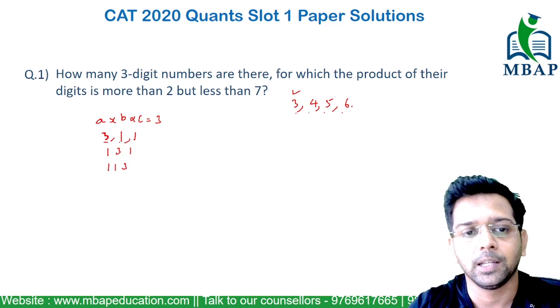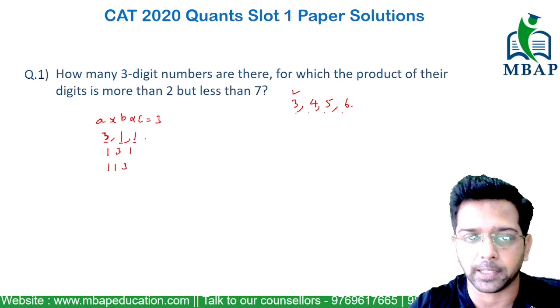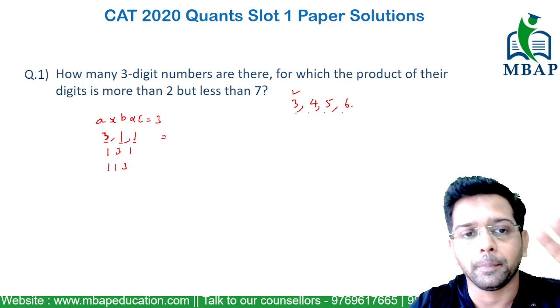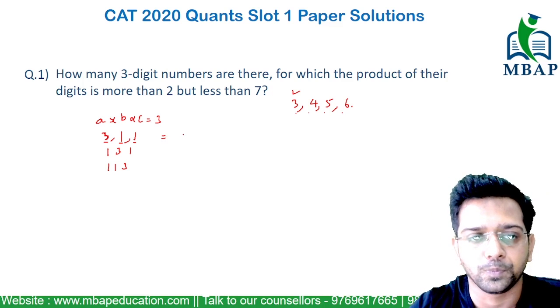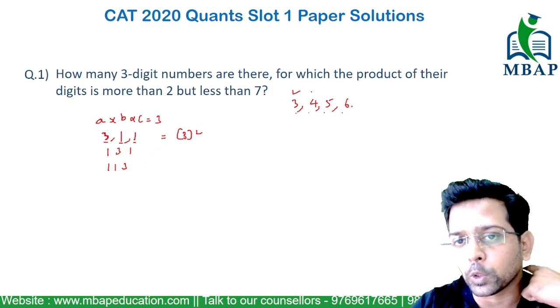There are 3 places, units, tens and hundreds, and 3, 1, 1 have to be accommodated. In how many ways can you do it? It's basically 3 factorial divided by 2 factorial, because 1 has come as a repetition 2 times. So the number of possible cases here would be 3. Similarly, now you can look for the other numbers.